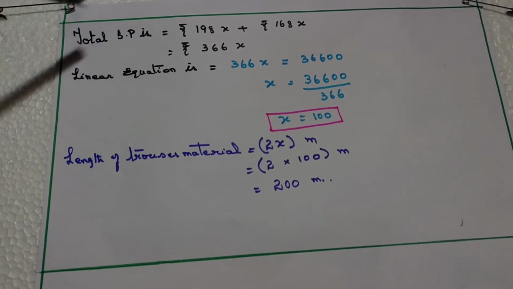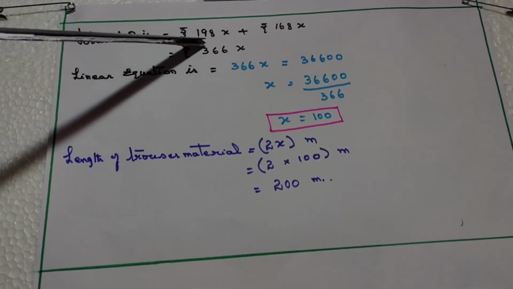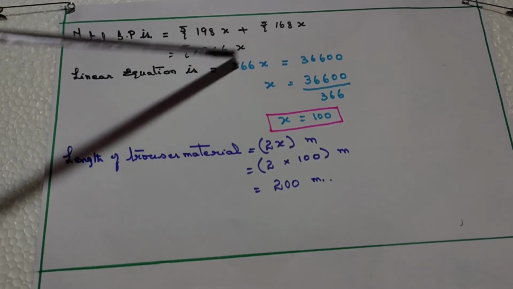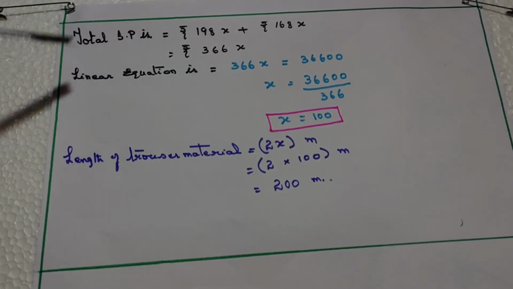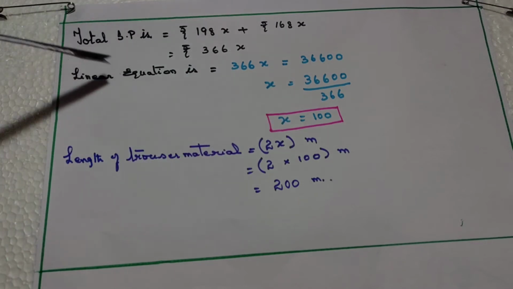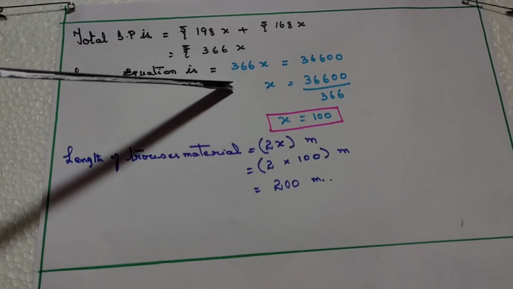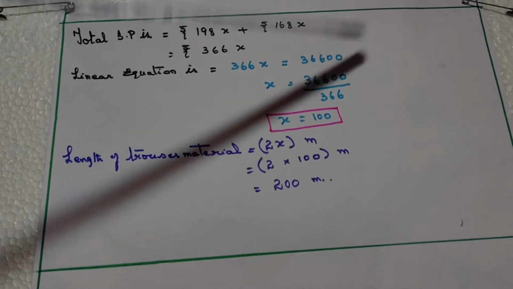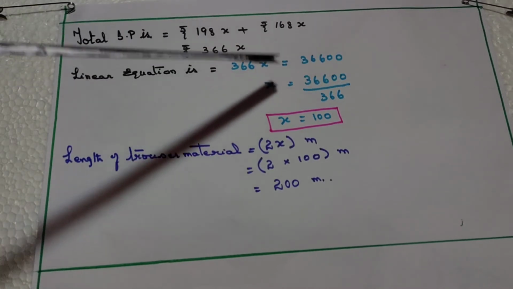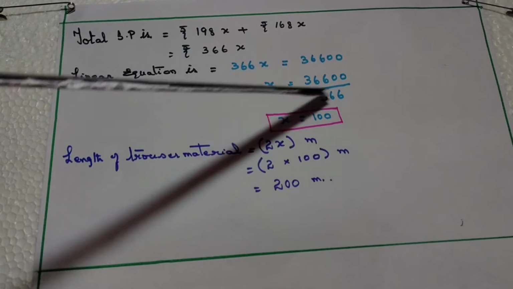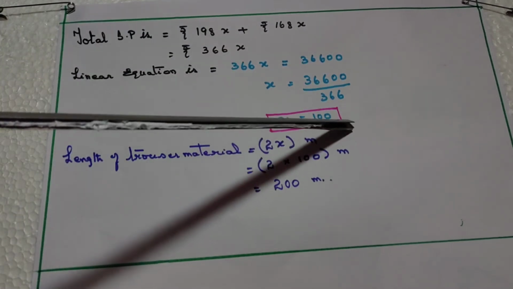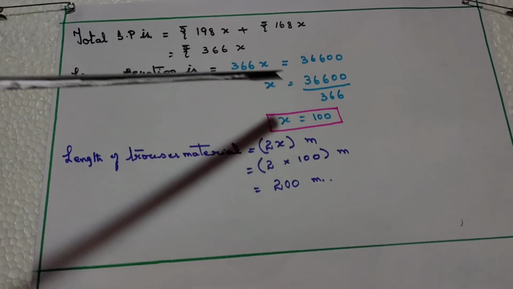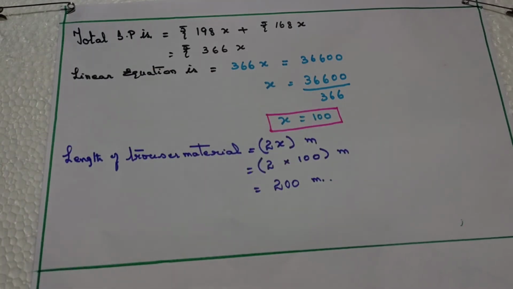Now the total selling price is rupees 198x plus 168x, which gives me rupees 366x. And using this we can frame the linear equation here. 366x is equal to 36,600. Now x is equal to 36,600 by 366. We get 100. Now we got x is equal to 100.